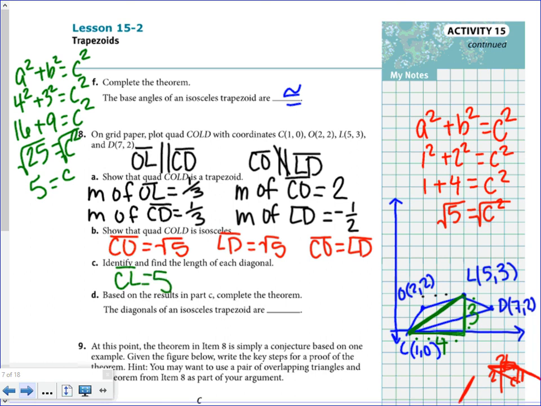Then the other diagonal is from O to D. And that one is a horizontal line. And so you can just count, giving you that the length of OD is 5. And so based on that, they say complete the theorem. The diagonals of an isosceles trapezoid are congruent. So that's what we think might be true.